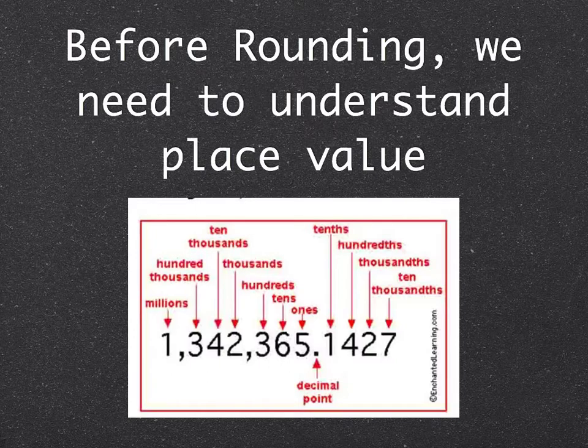So before rounding, we need to understand place values. Place value is important because oftentimes they will tell you what place to round to. So look at this diagram. Most of us know the tenths place, and we know the hundredths place, the thousandths, and the 10,000ths. We also know that on the left-hand side of the decimal, we have the ones, tens, hundreds, and so on. Pause the movie and copy this number and the place values into your notes.